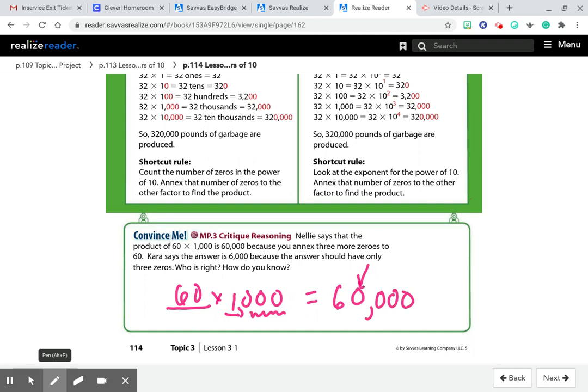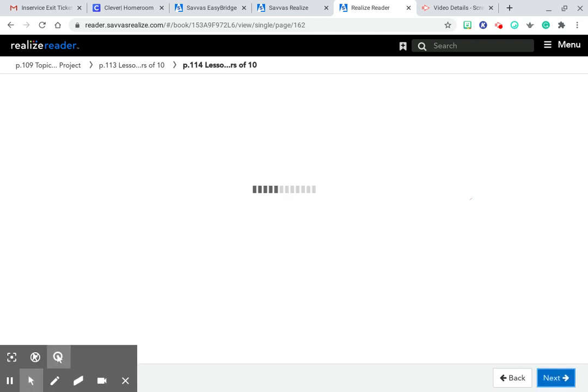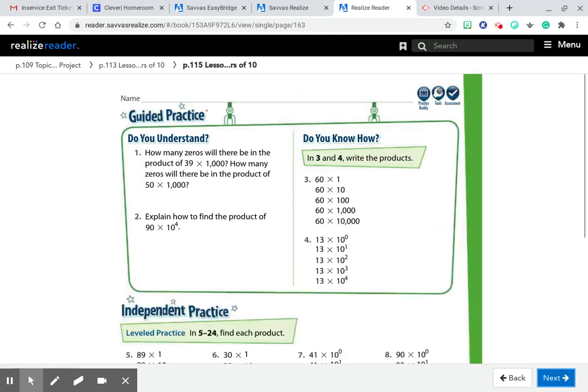The 0 in the 60 does not count towards the annexing of 3 zeros. It's separate, so be careful. That is a common problem that kids make. They say, oh, there's already a 0 there, I only have to bring 2 over. But you don't. You have to bring all 3 over. Annex all 3 zeros.